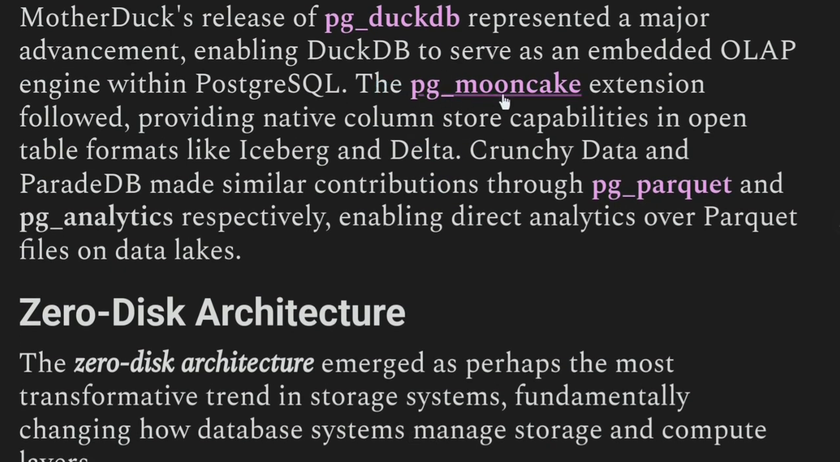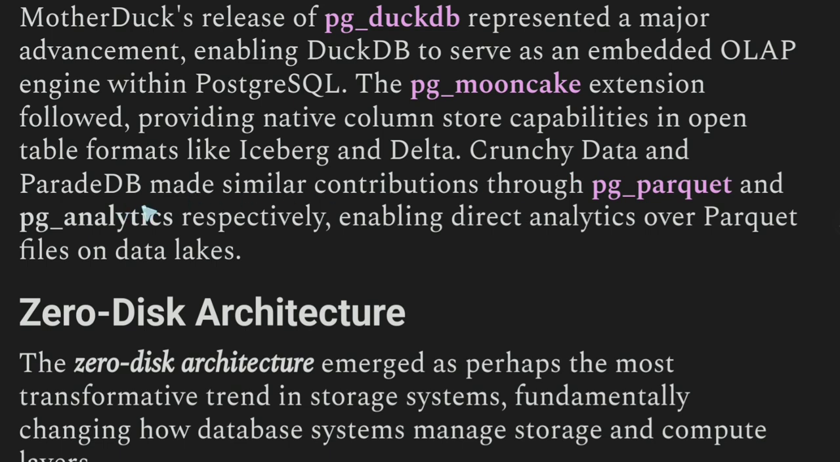The PG Mooncake extension followed, providing native column store capabilities in open table formats like Iceberg and Delta. So it's like Postgres would have native column store with PG Mooncake with common table formats like Iceberg and Delta. It would support transactions on top of the storage itself.